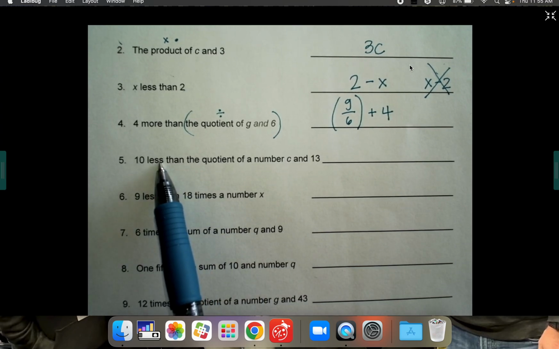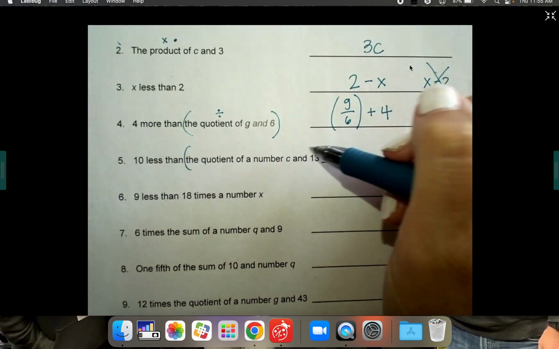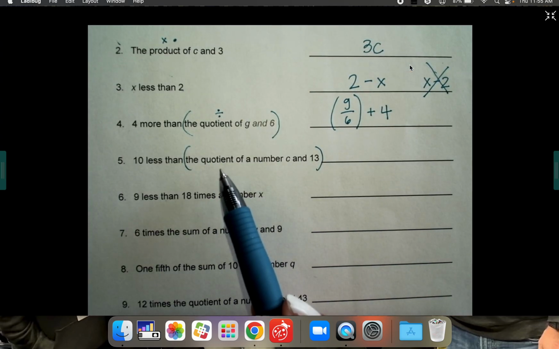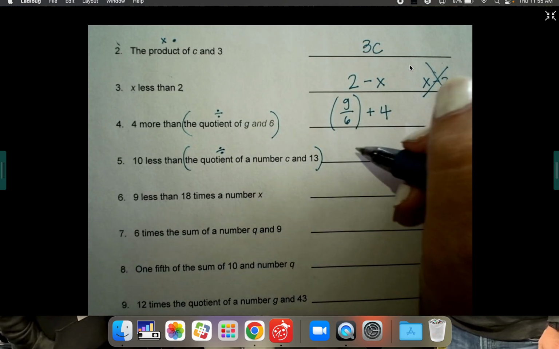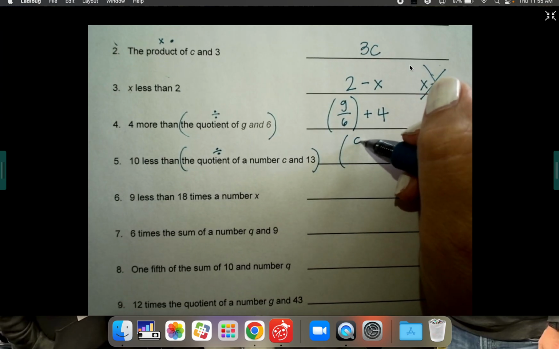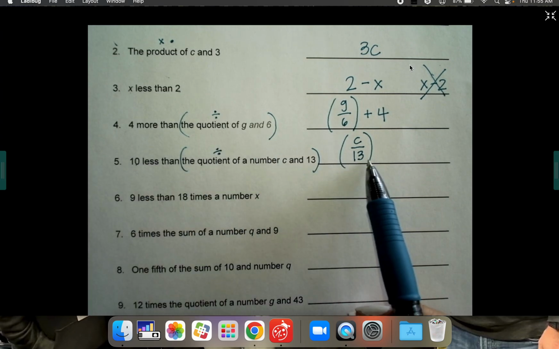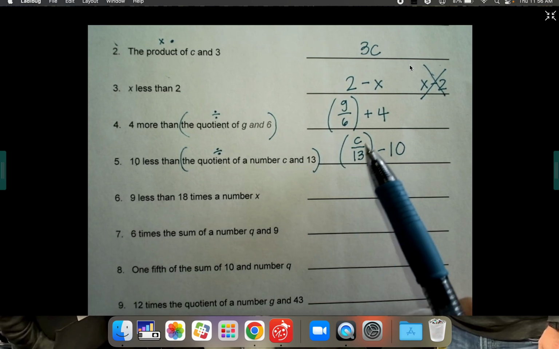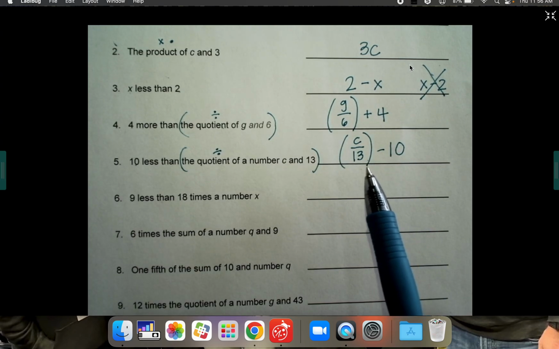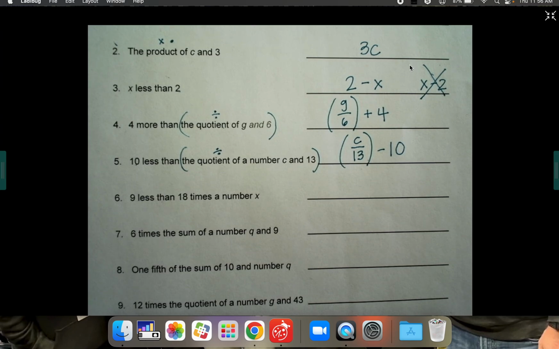Okay, 10 less. 10 less than what? So we're subtracting 10 from something. And that something is the quotient, again, quotient means divide, of a number c and 13. So we've got our c divided by 13, and then this is 10 less than that. So we're subtracting 10 from it. And again, if you don't use parentheses in this particular problem, it's okay, because you would always use order of operations to divide first and then subtract, but I just always like to keep it together.